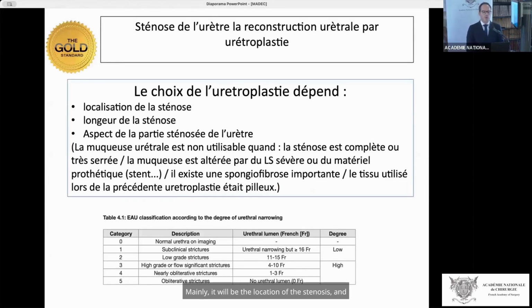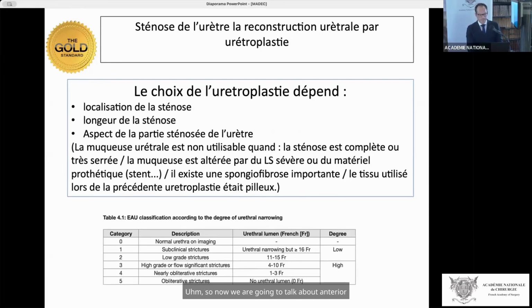Mainly, it will be the location of the stenosis and also the length of the stenosis. And then it will be the appearance of the stenosed part of the urethra, whether there is a residual lumen, whether the residual mucosa is altered by lichen or prosthetic material, whether there is spongiofibrosis, and checking the tissue if we are in a radiated area for the posterior urethra or otherwise. So these are things that will be taken into account to decide on the surgery to be performed.